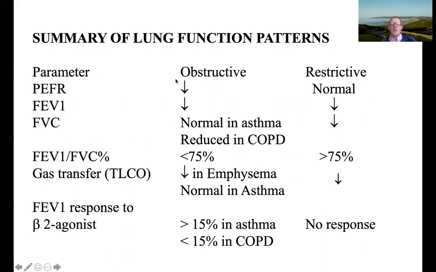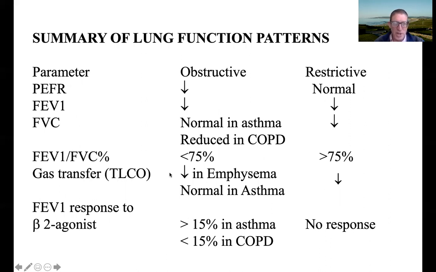So here's another money slide. Now putting everything together, you need to commit this to memory. You will be asked on this. So obstructive against restrictive. Peak flow, reduced in obstructive, normal in restrictive. FEV1, reduced in both. FVC, normal in asthma, reduced in COPD, reduced in restrictive. The ratio of FEV1 to FVC is reduced, so the FEV1 is reduced disproportionately in obstructive, but the FEV1 is reduced in proportion to the reduction in FVC in restrictive disease. So the ratio is greater than 0.75 in restrictive and less than 0.75 in obstructive.